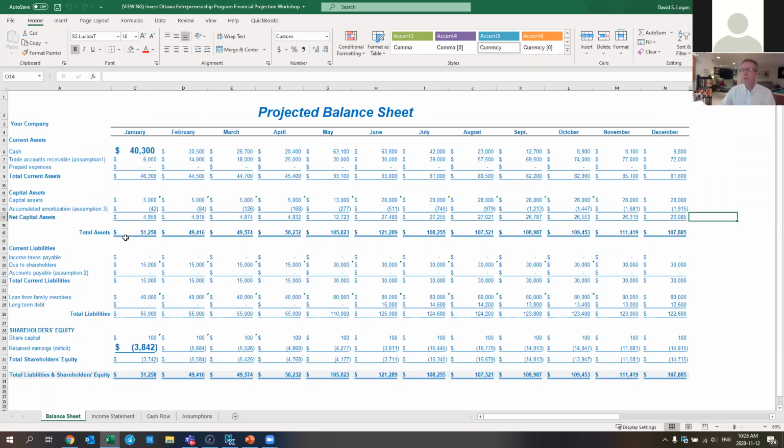As I mentioned on the balance sheet, assets equals liabilities plus equity. Just in case you're not familiar with what I'm talking about, in this case, there's about 51,200 of assets, 55,000 of liabilities. And so the company's got a deficit, in this case of 3,800. It's got more liabilities, more money owing to people than it has money or available resources such as receivables.